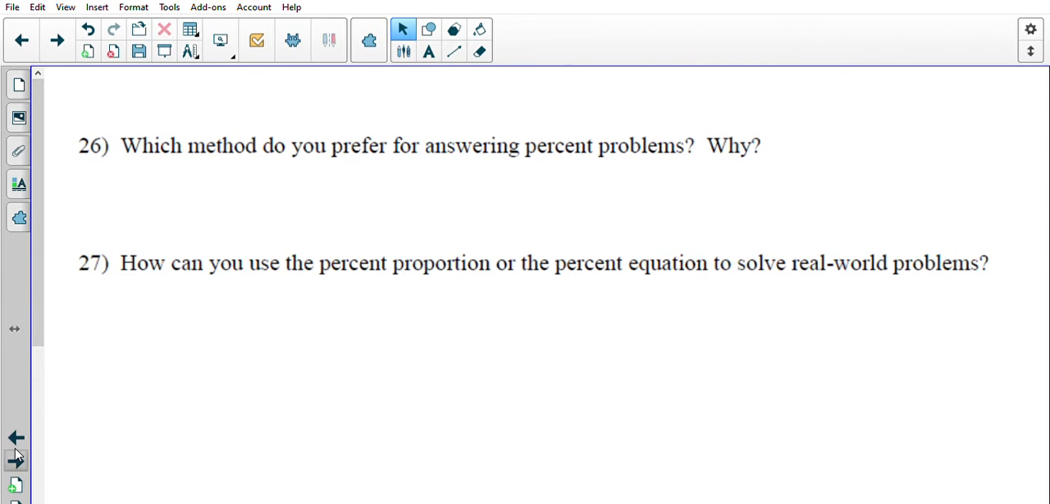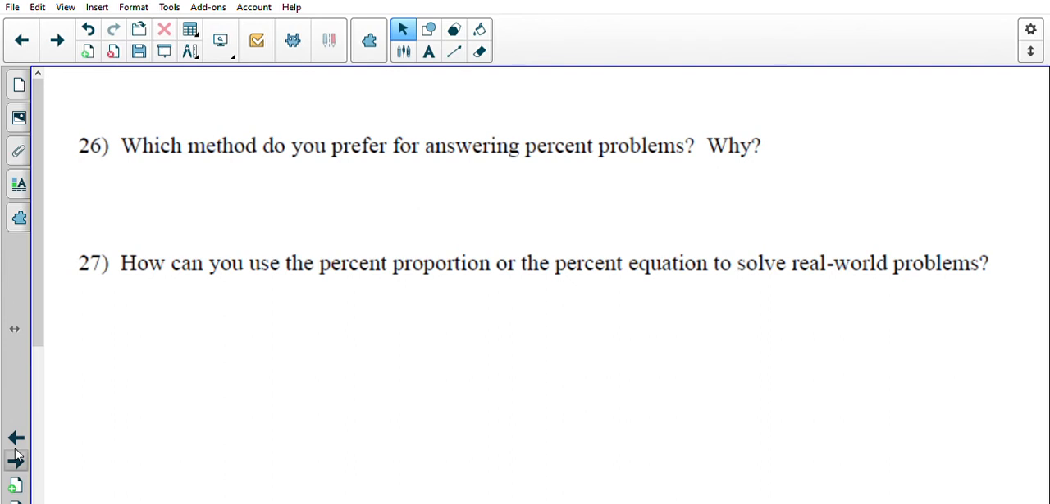This question says, which method do you prefer for answering percent problems and why? Number 27 says, how can you use the percent proportion or the percent equation to solve real-world problems? I want you to think about this. Is there a method that you like more than the other or not? Maybe there is, maybe there isn't. So go ahead and pause the video and think about these two questions.